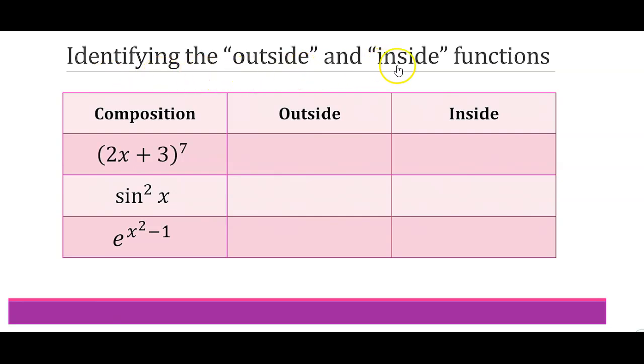Let's identify the outside and inside functions for a few different compositions. Here we have the quantity 2x plus 3 raised to the 7th power. So the inside function here is going to be what's inside the parentheses, 2x plus 3. So the inside is 2x plus 3, and it's inside of the function x to the 7th. So essentially what we're doing is replacing an x where the inside was. So our outside function is x to the 7th power. Let's try the next one.